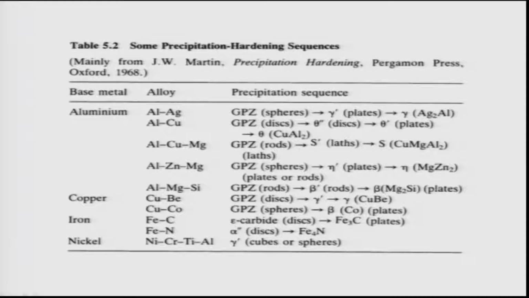Then you have theta, gamma prime and gamma, which is basically Ag2Al. Aluminum-copper, all of us must have some idea, which we will discuss in detail: GP zone, theta double prime, theta prime and theta. Theta is nothing but Al2Cu.